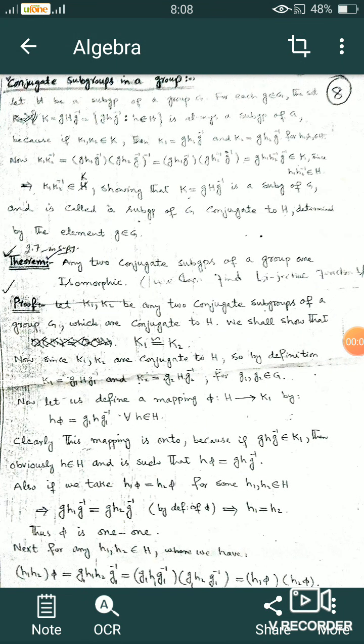Bismillahirrahmanirrahim. Dear students, now we have a first definition: conjugate subgroups in a group.